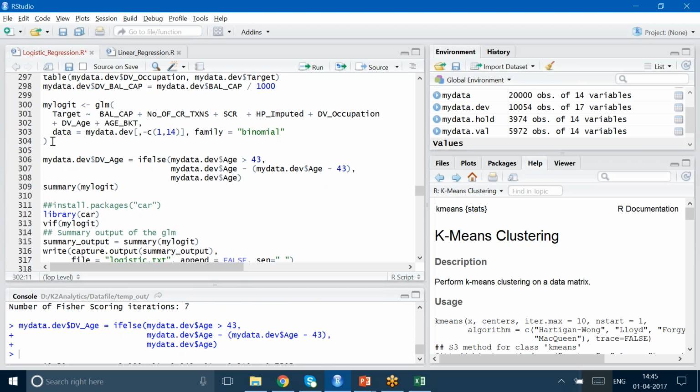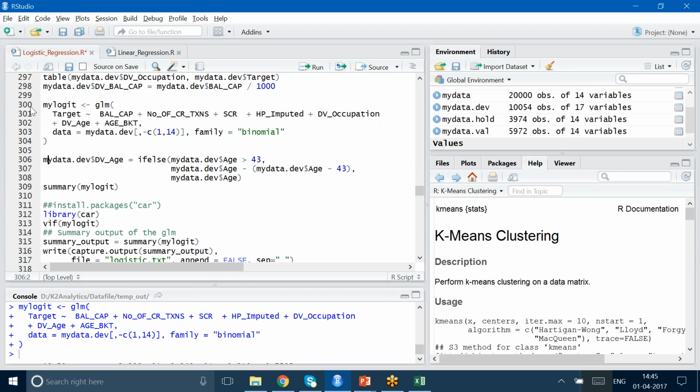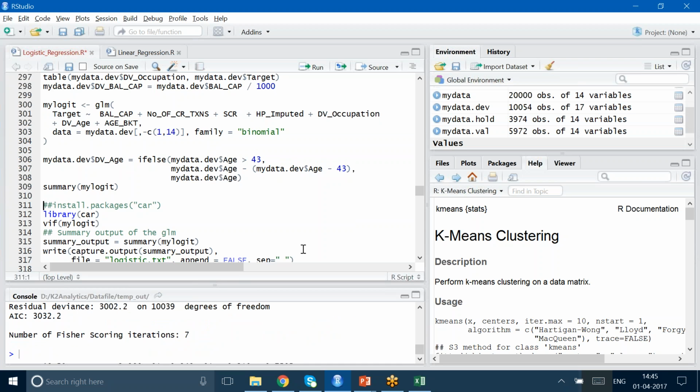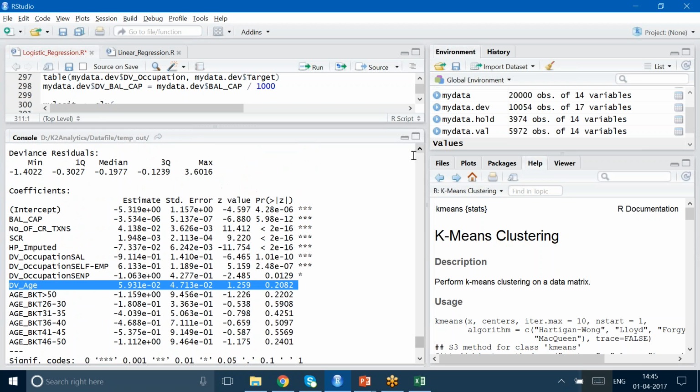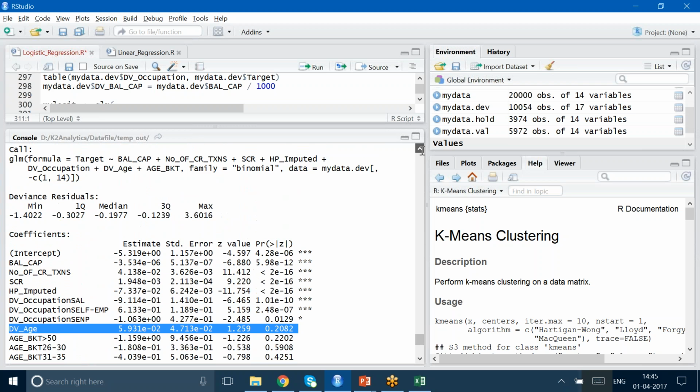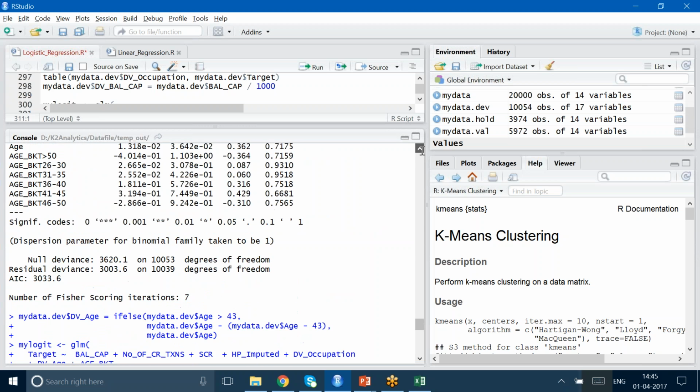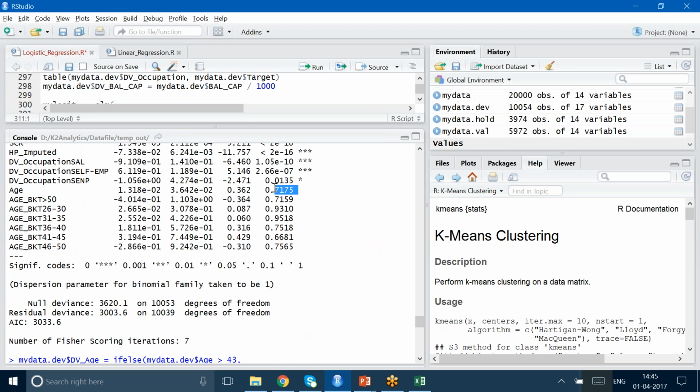Okay, I'm assuming the variable would have been created properly, and I'm now going to run my logit summary. Let us see. $age is coming as... no, it's not coming significant. It has come as 0.20 p-value. The p-value has improved. If you recollect, age p-value was 0.7175.